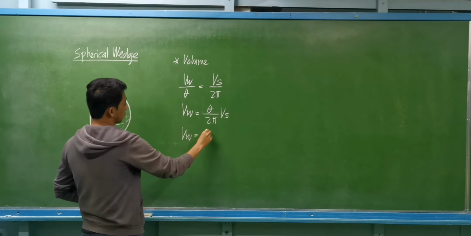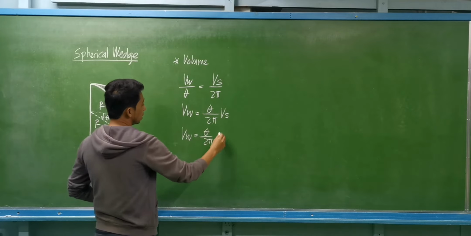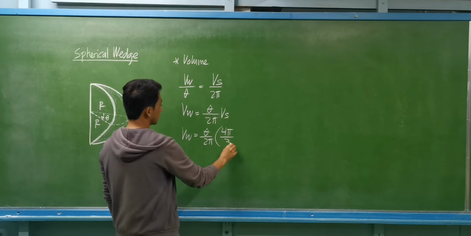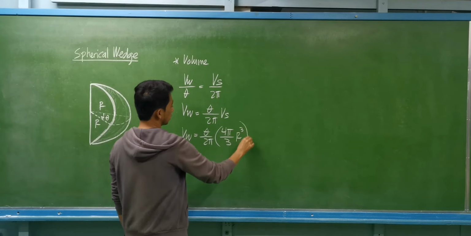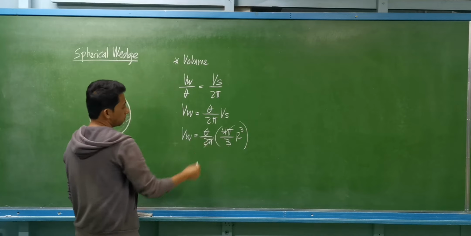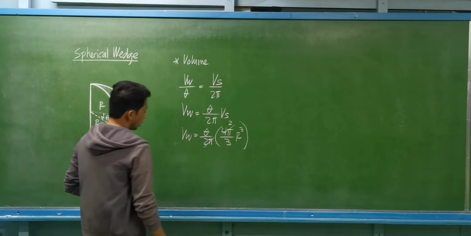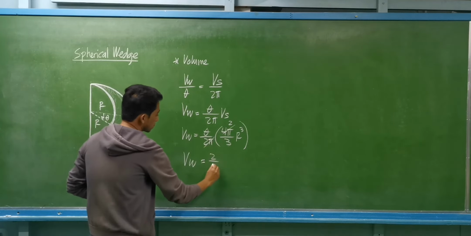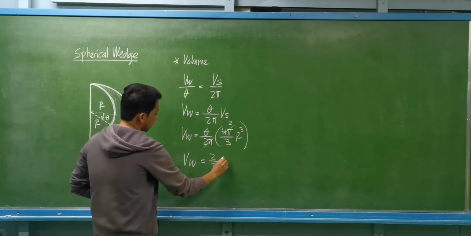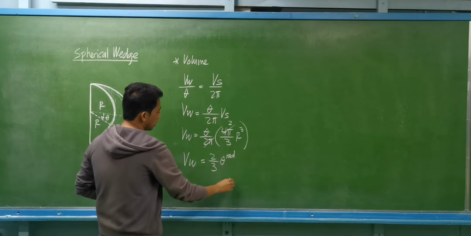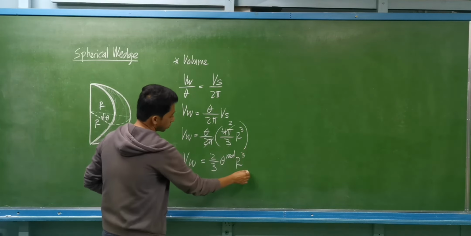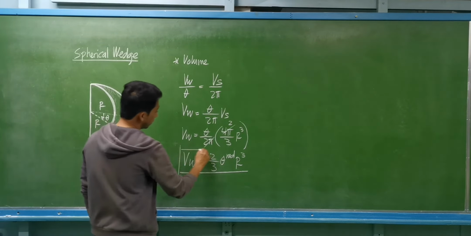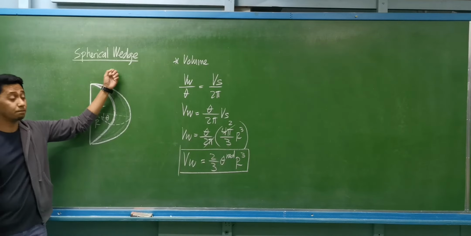The volume of the wedge is equal to theta over 2 pi times the volume of a sphere, that is 4 pi divided by 3, the radius raised to 3. We may cancel 4 pi and 2 pi, so this is the same as 2. So the volume of a spherical wedge is 2 over 3 multiplied by theta, which should be in radians, multiplied by the radius of the sphere cubed. So this is our formula for the volume of a spherical wedge.